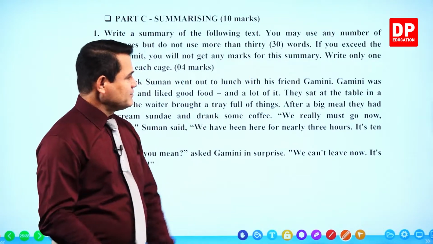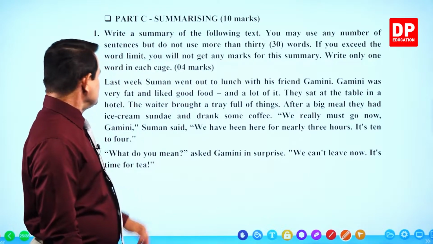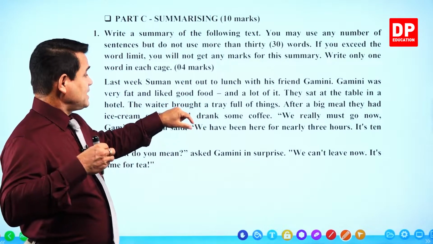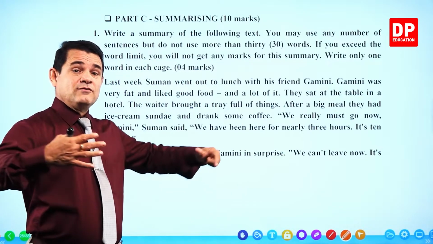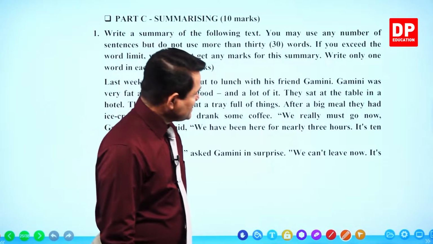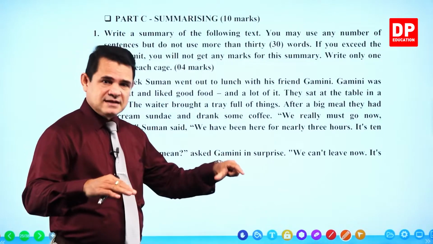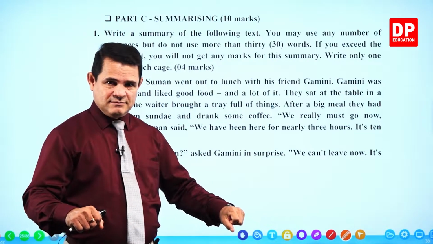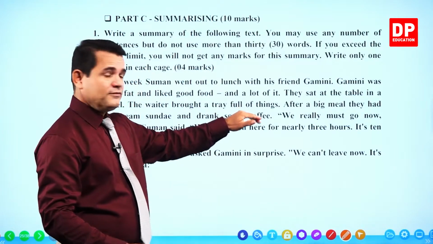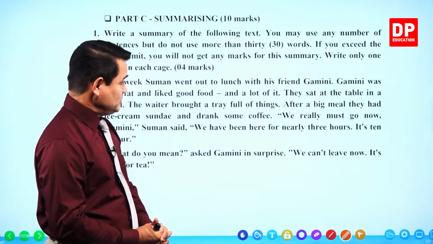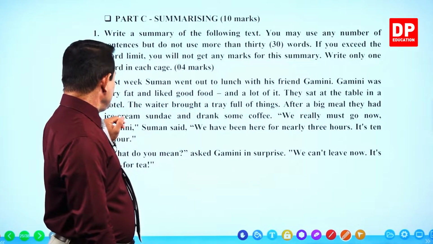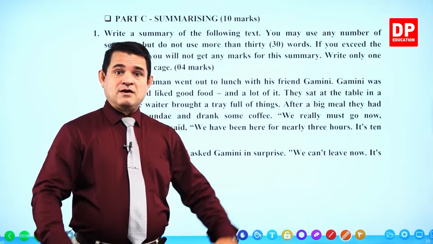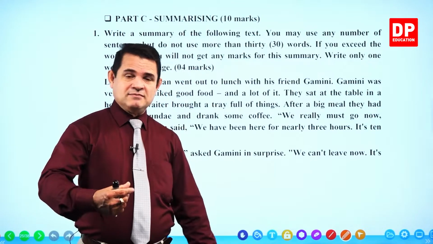Suman went to lunch with his friend Gamini. And Gamini was very fat. He was very fat and liked good food, and a lot of it, not only good food but a lot of it. Right? They sat at the table in a hotel. The waiter brought a tray full of things for them to eat. After a big meal, they had ice cream sundaes and drank some coffee.